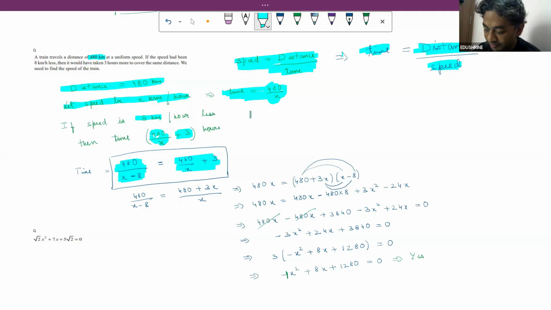So now I have simplified it by taking LCM. By taking LCM, on the right hand side, it became 480 plus 3x by x. Then I did cross multiplication. In cross multiplication, x got multiplied with 480 becomes 480x. This x minus 8 got multiplied with this became 480 plus 3x into x minus 8. Now you can easily see the calculation.